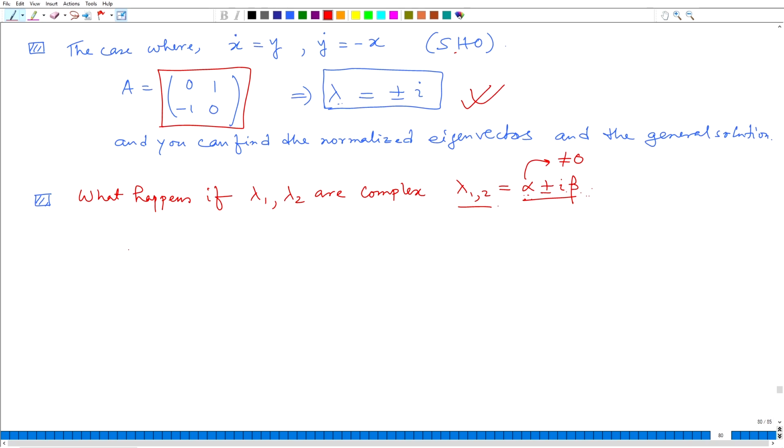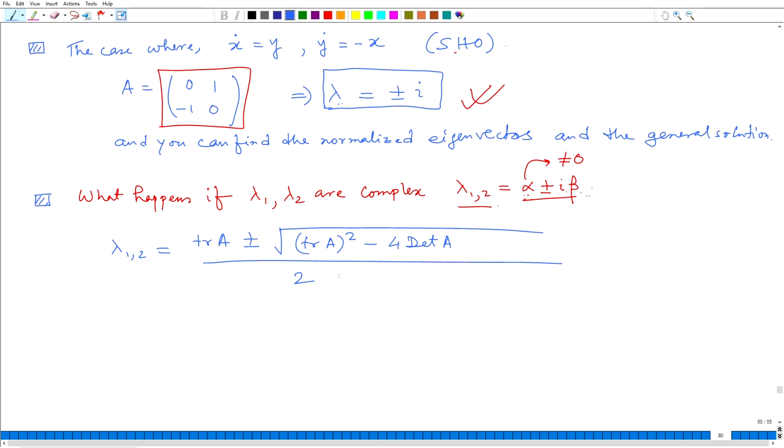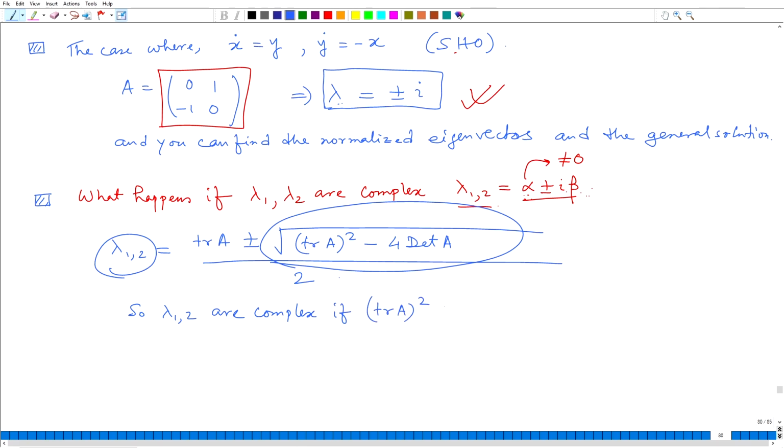Then of course, in this case you see a little bit that when this type of case arises, okay, lambda 1, 2, we all know, is trace A plus minus root over trace A whole square minus 4 determinant of A, by 2, and this is complex only when this part is imaginary, and that means that lambda 1, 2 are complex if trace A whole square is less than 4 determinant of A.